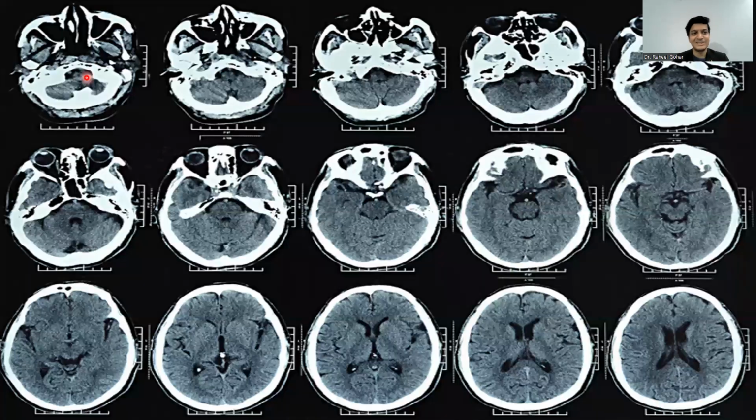Again, the orientation starting from the base of the skull going towards the vertex. These are the maxillary sinuses, and posteriorly we have the medulla oblongata and cerebellum. As we move upward, we can see the fourth ventricle, pons, cerebellum, and as we go up, you can see the different structures.